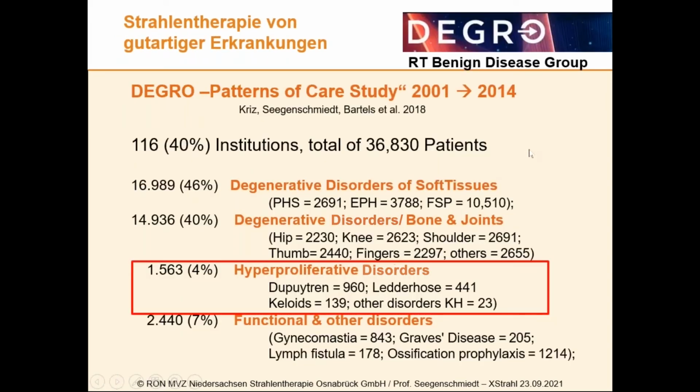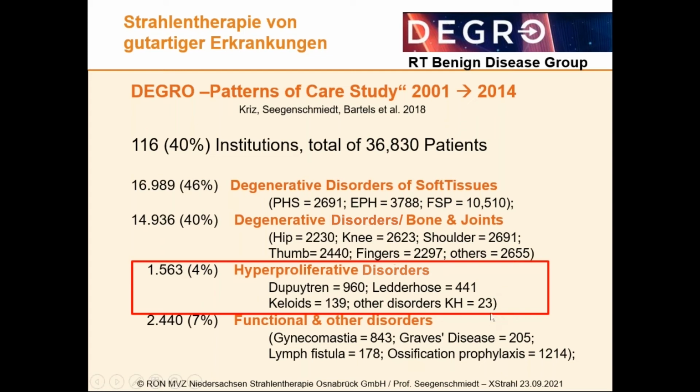In terms of our probability to see those patients in Germany, we can look at the DECRO Petals of Scare study, which looked into the number of patients being treated in Germany, and about 40% of the institutions submitted their data of about 36,000 patients, generalizing that about 100,000 patients are treated in Germany for non-malignant disorders. And of those 4%, which would mean about 4,000 patients, may be treated for hyperproliferative disorders, with the majority being Dupuytren disease, Lederhose disease, keloids, and other disorders.